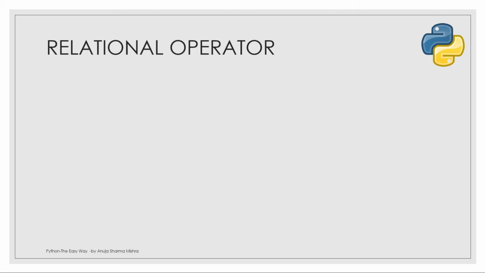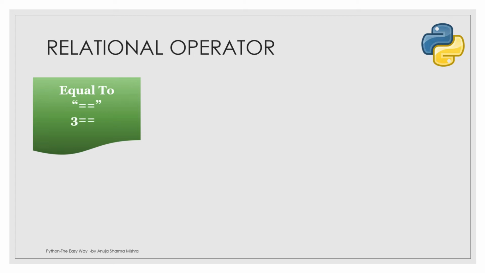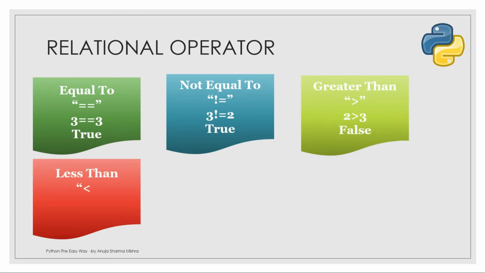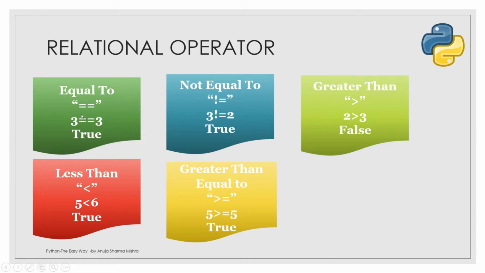Next we will be talking about relational operators. I'm sure we all are familiar with these relational operators. The very first relational operator is equal to equal to. The values which a relational operator returns are either true or false. If two values are equal, it will give you true. If they are not equal, it will give you false. So when I want to check if two values are the same or not, I apply the equal to sign twice. So 3 equal to 3 will return you true.